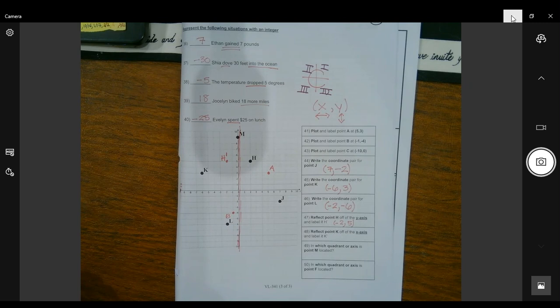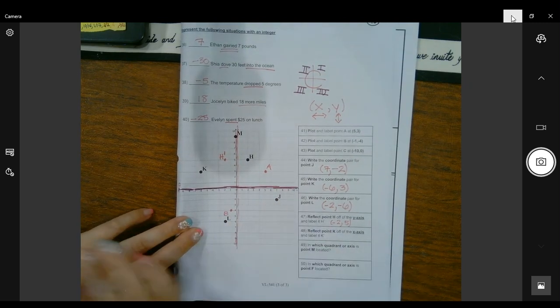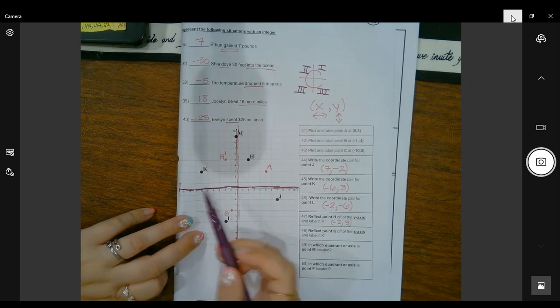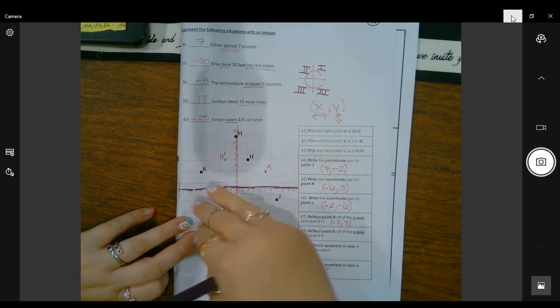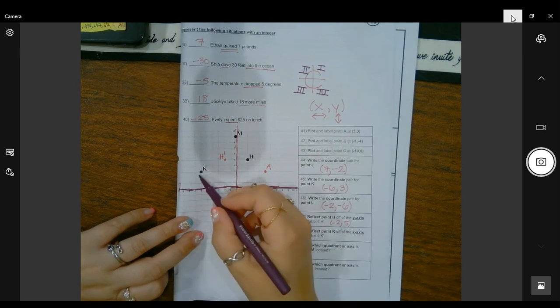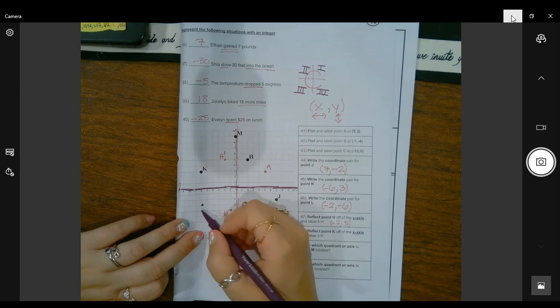Okay, the next one says reflect point K off the x-axis. The x-axis is the other one. That's the horizontal one that goes this way. And point K, if you find it, is right here. And again, you're going to reflect it, this time over this line. So it's going to reflect that way. It's 1, 2, 3 away. So go 1, 2, 3 away in the opposite direction.